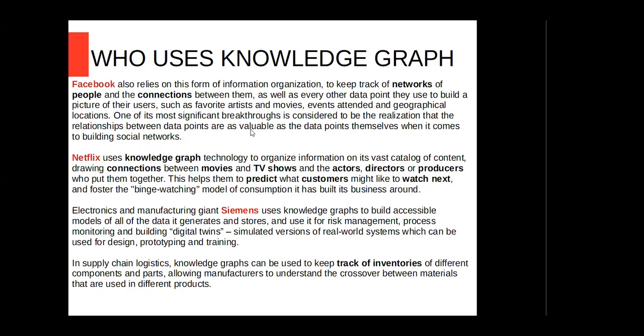We know of other uses like Facebook, which uses it to keep track of networks of people and their connections. All those suggestions of what other people are doing on their network are based on their graph technology. Okay? So they use that as valuable data points to build social networks. So when they suggest a friend to you, it is because of relationships like this.